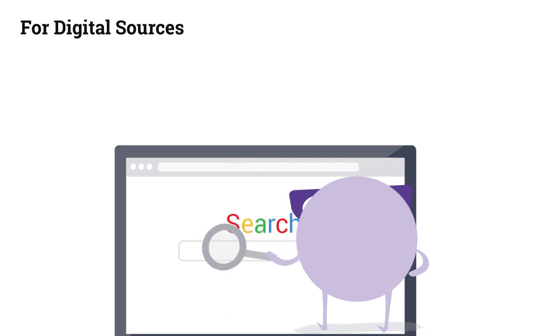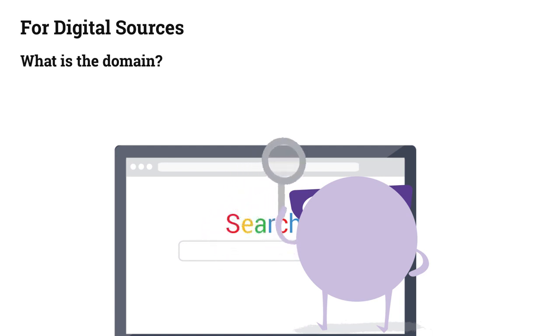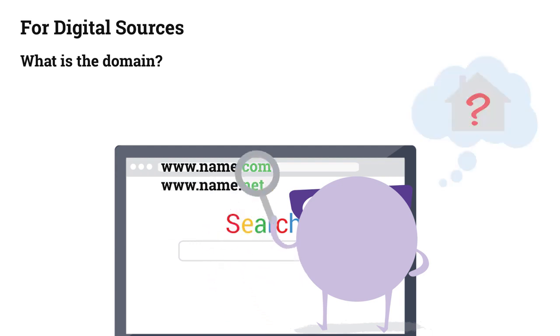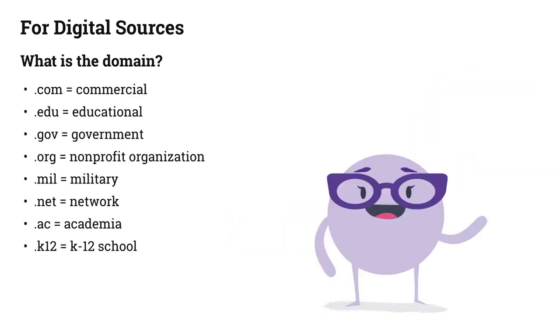For digital sources found online, an easy way to determine the origin is to review the domain. A domain is the last three letters of the URL after the organization's name. For example, you may be familiar with .com or .net. The domain reveals the type of organization which published the source, and some domains may be more credible than others. Let's take a look at this quick reference list.